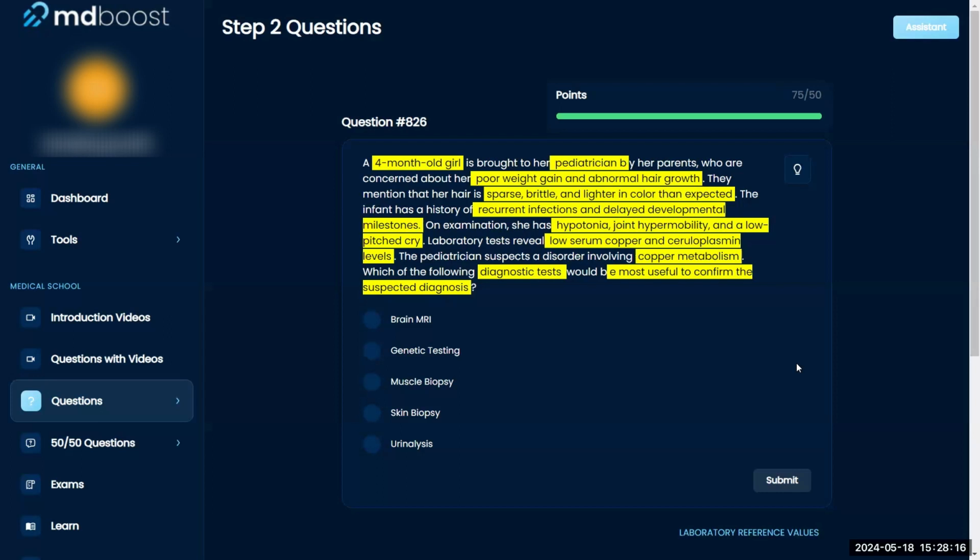The recurrent infections. Initially when I saw a 4-year-old girl with recurrent infections and failure to thrive, I thought SCID, right? You would confirm SCID by measuring immunoglobulin levels, or you could do genetic testing for adenosine deaminase deficiency. So I guess I'll go with that. I don't know what the copper stuff is.